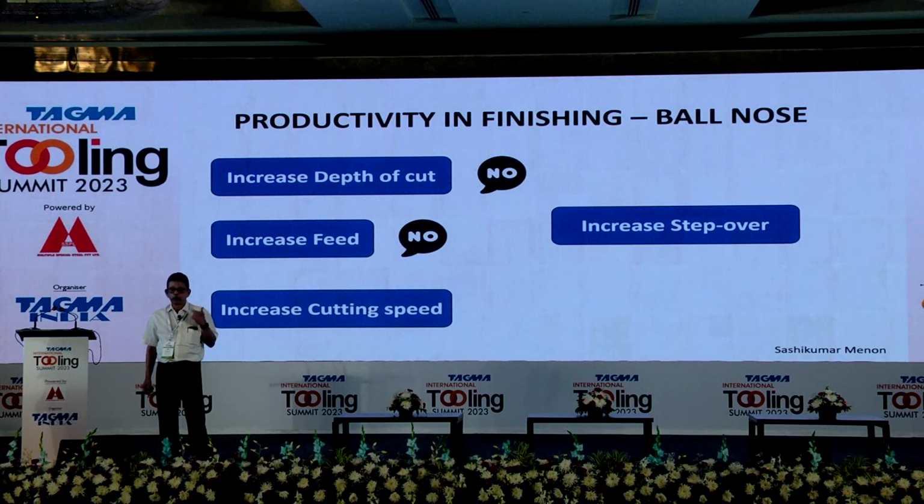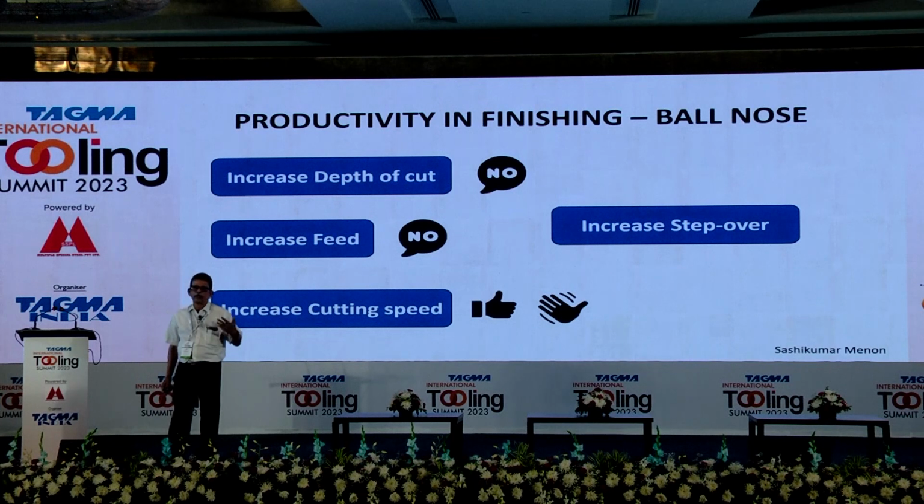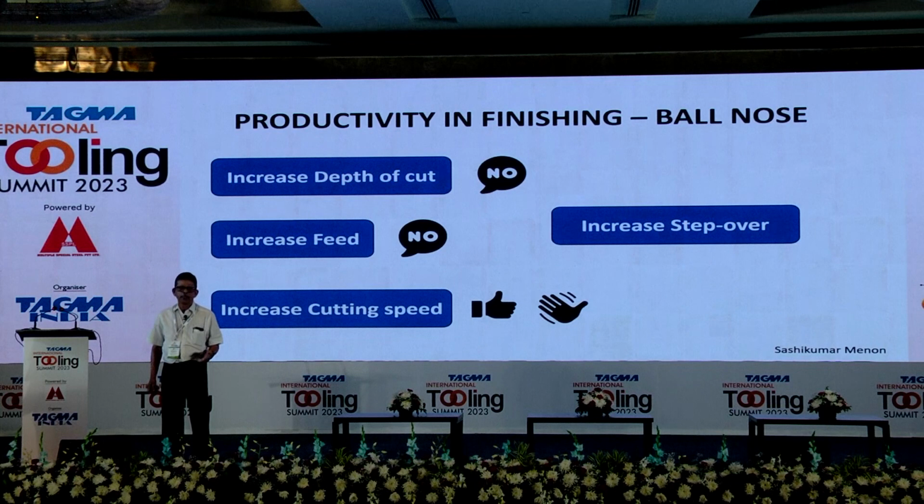Now, what is left? Increase step over, increase cutting speed. Increase cutting speed, yes, okay. If you are going for CBN ball nose cutters, of course you can increase the cutting speed. But when it comes to carbide, you have to go for a very high variation carbide. But still, I'm not a very big fan of increasing the cutting speeds more than recommended, because Taylor's law says that a 10% increase in cutting speed will reduce your tool life by 50%. That's Taylor's law. So you have to be careful about cutting speed.